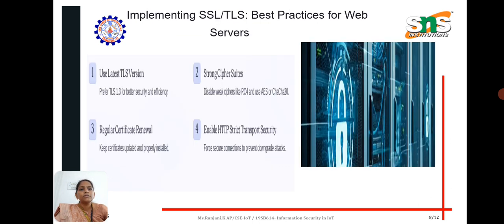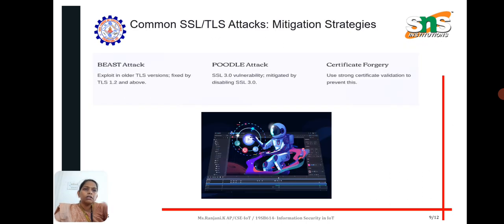And let us see the implementation of SSL and TLS and best practices for web services. Using older versions should be avoided, as should weaker cipher suites and expired certificates, and man-in-the-middle attacks can occur if the certificate is not validated. These are the vulnerabilities in TLS. And these are the common mitigation strategies against the BEAST attack, the POODLE attack, and certificate forgeries. These should be prevented.